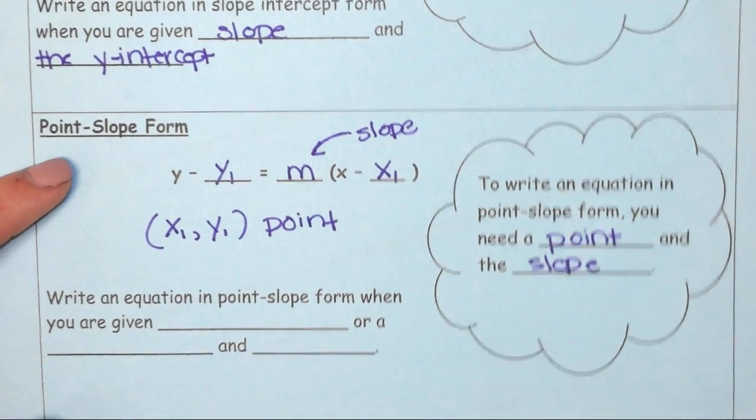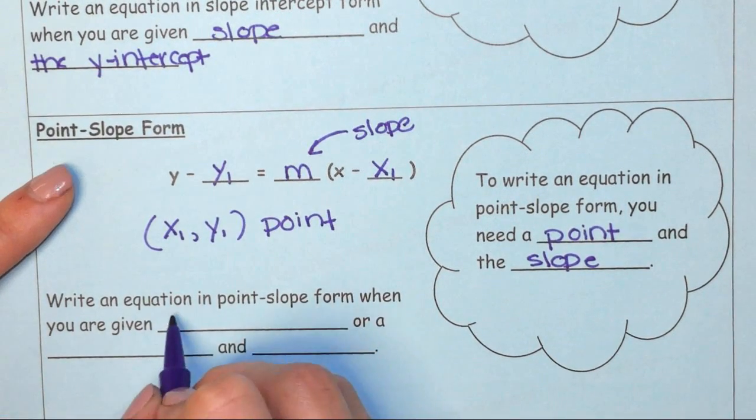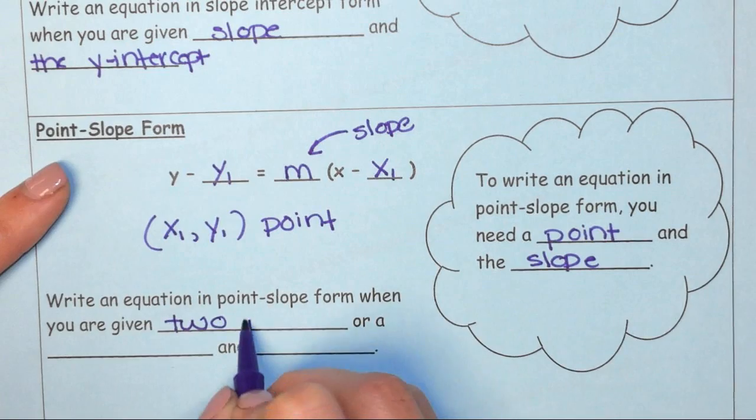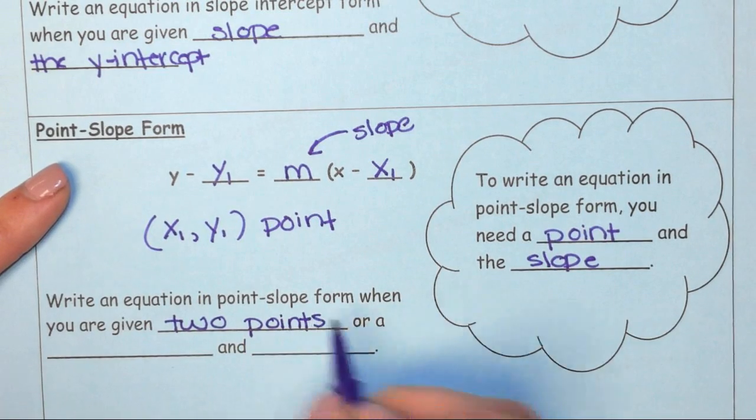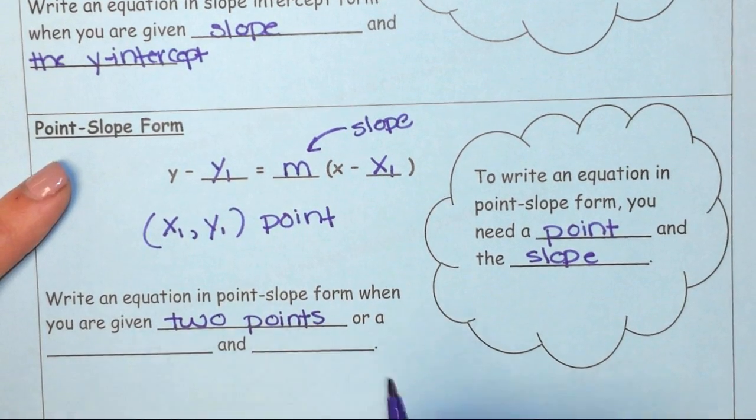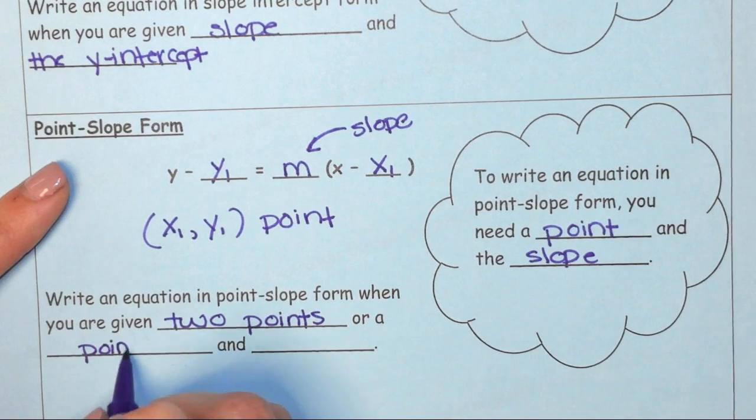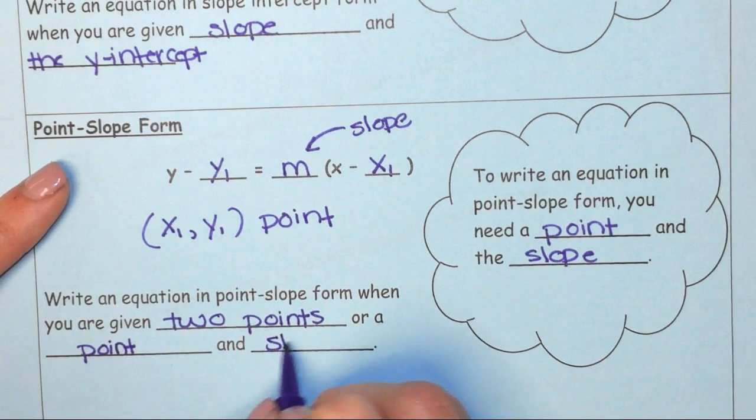So to write an equation in point-slope form, anytime you're given 2 points, or if they're giving you a point and slope.